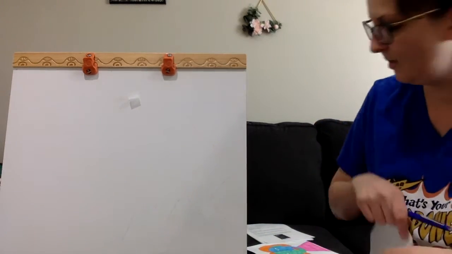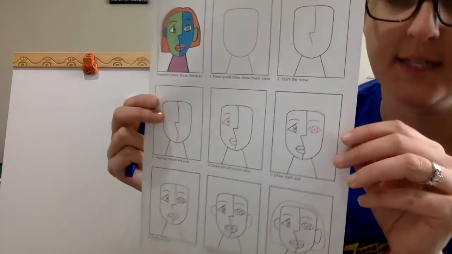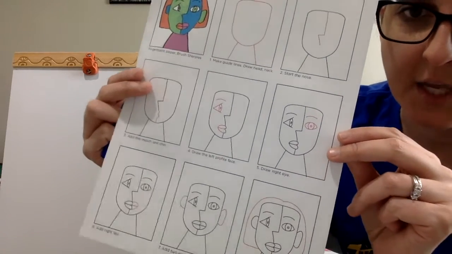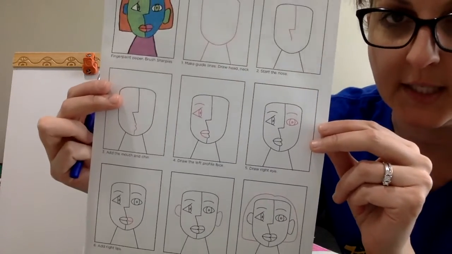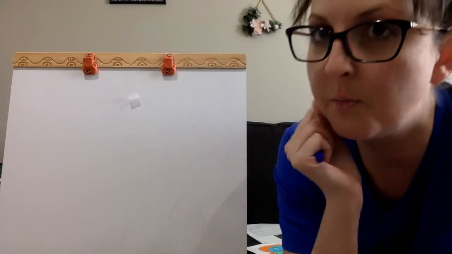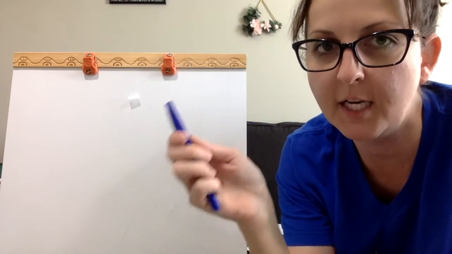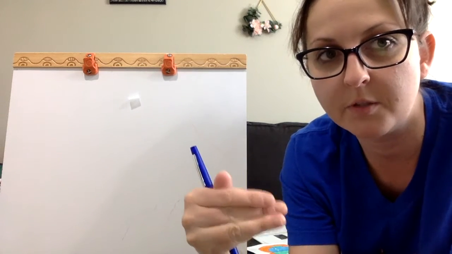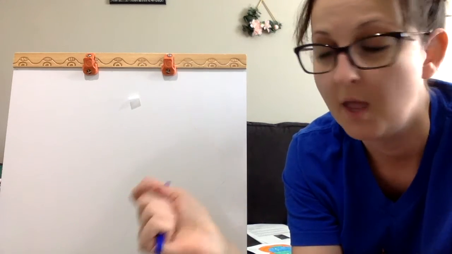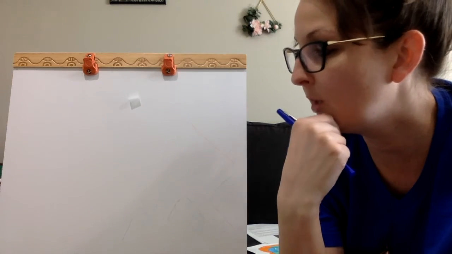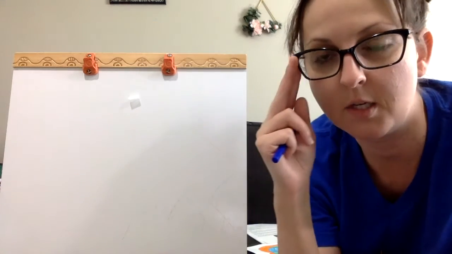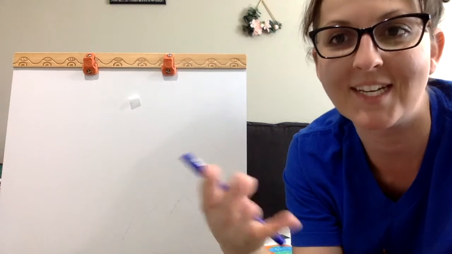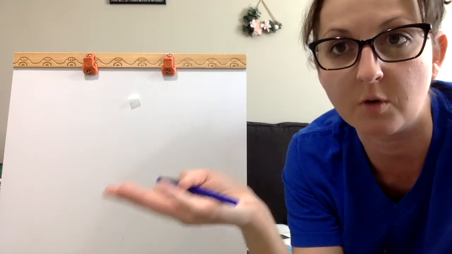In the packet that I sent you, there is a step-by-step that you can do to make a collage painting. The point of these lessons is to use what you have on hand at home to be able to carry these lessons through. So I'm going to do it drawing style because I'm going to assume that most people have something to draw on and something to draw with.